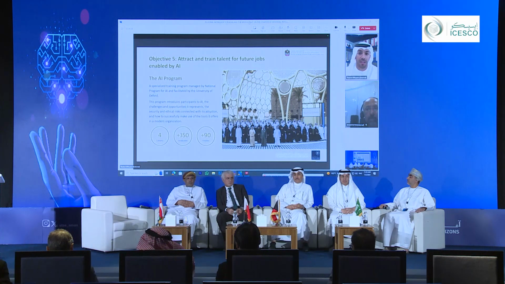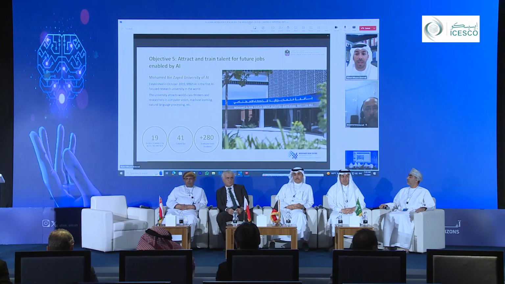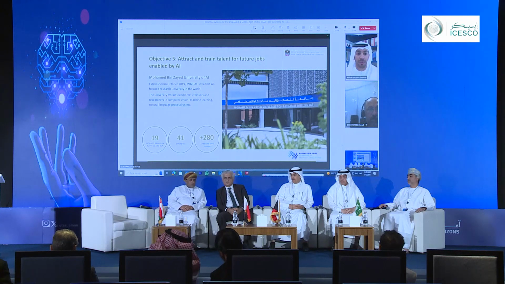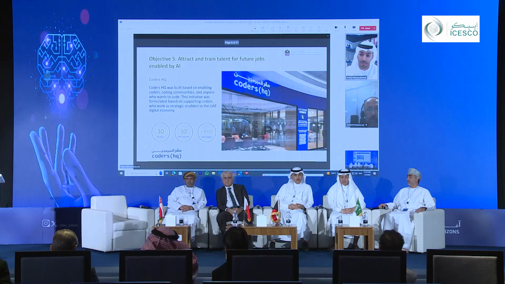Within the same objectives as well, the UAE also established the Mohamed bin Zayed University of Artificial Intelligence. It's the first AI-focused research graduate level university in the world. It currently hosts more than 280 students from more than 41 countries in fields of AI, computer vision, machine learning, and NLP. It's ranked 19th globally.